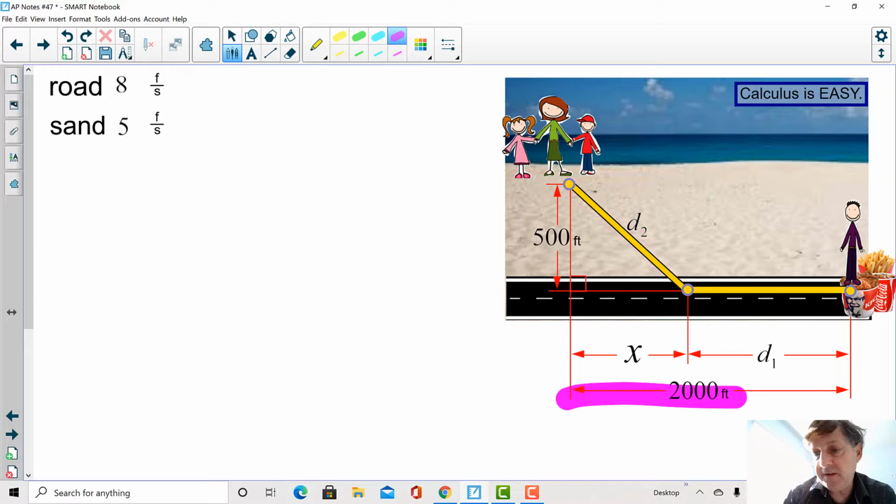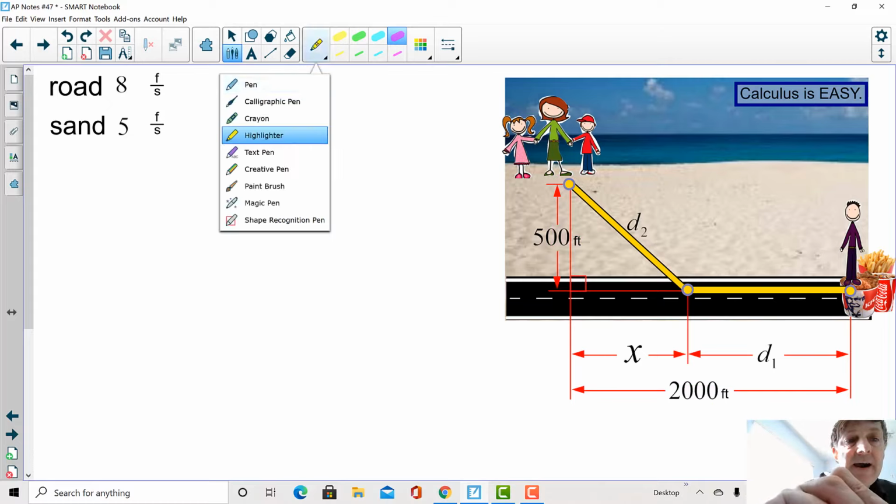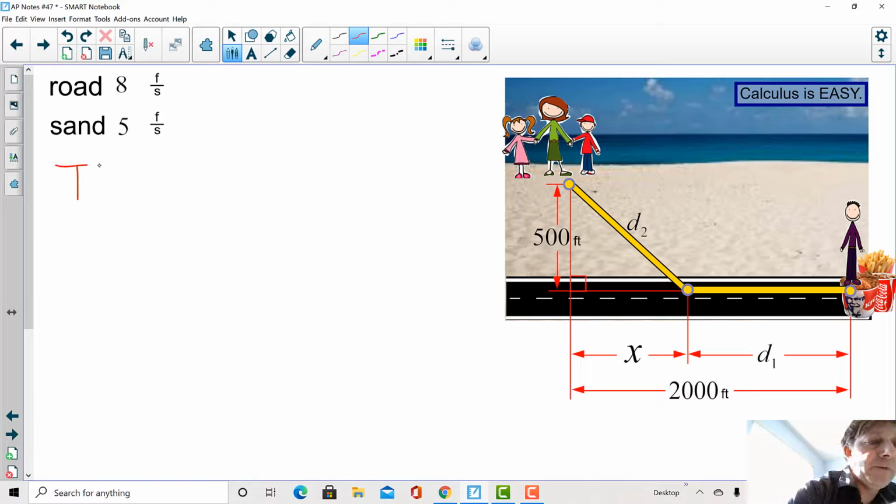You'll notice the total distance across is 2,000 feet. And then from the road to the sand, the total distance is 500 feet. Again, we want to get there in the minimum amount of time. So we're going to create a time function. The total time is going to equal the time on the road plus the time in the sand.